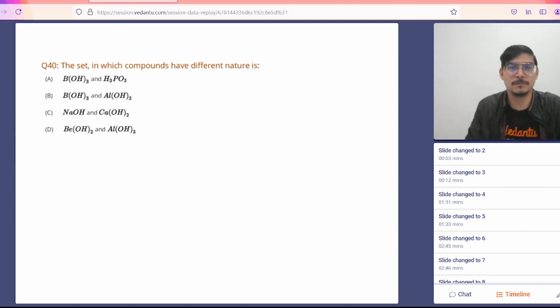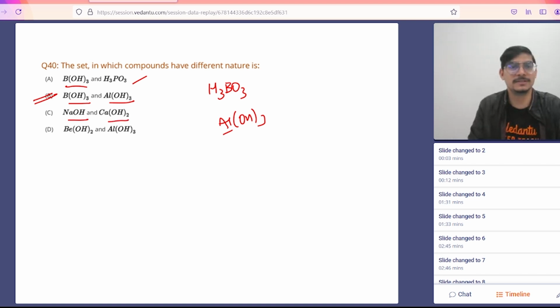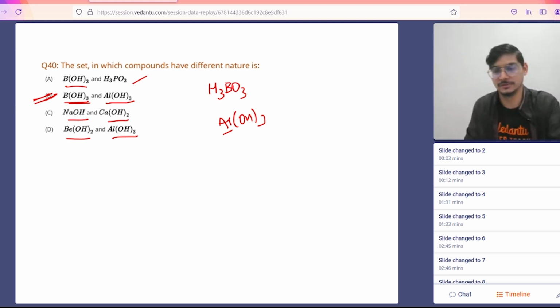The set in which compounds have different nature. So B(OH)3 is actually orthoboric acid, H3PO3 is also an acid. In option B, this is orthoboric acid, but Al(OH)3 is a base. Aluminum is a metal, and aluminum hydroxide not only acts as an acid, but also as a base, because aluminum is an amphoteric substance, but mostly it will act as a base. So this will be a different nature. In option C, they both are bases. In option D, they both are amphoteric substances. But in option B, B(OH)3 is distinctly acidic, but Al(OH)3 has both natures.